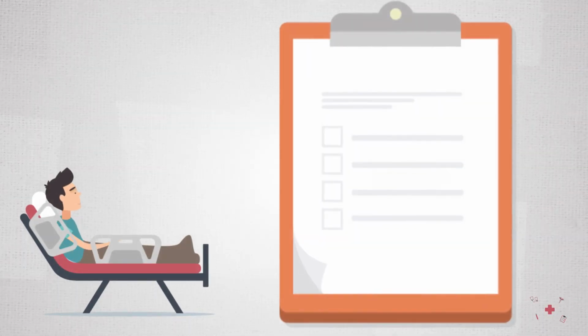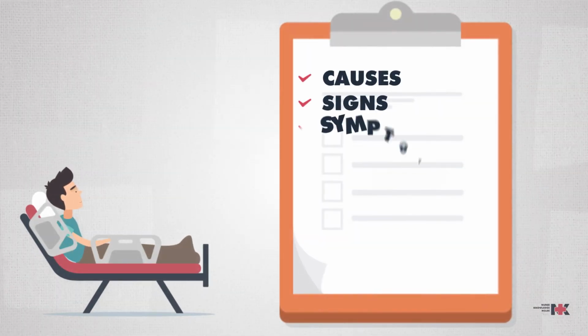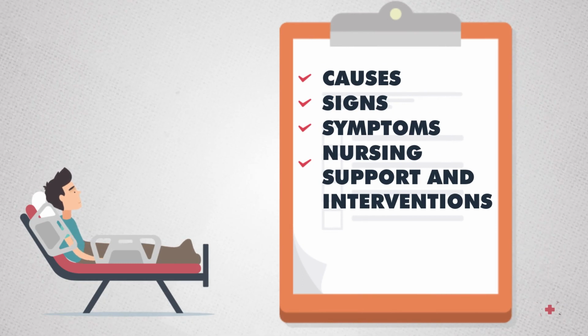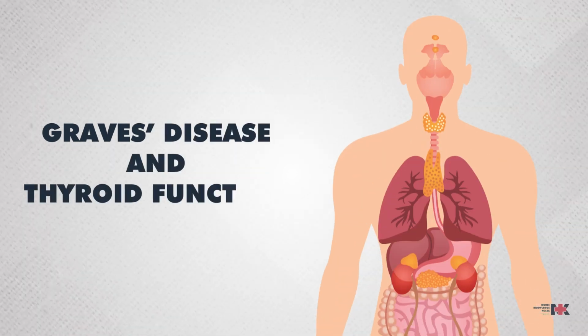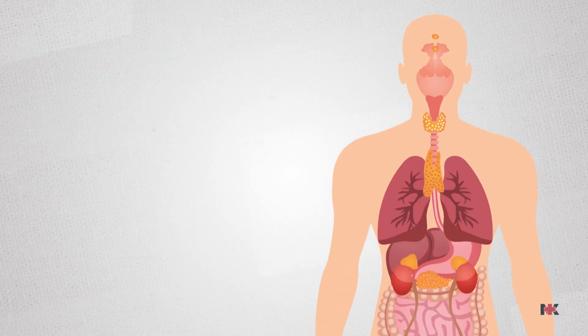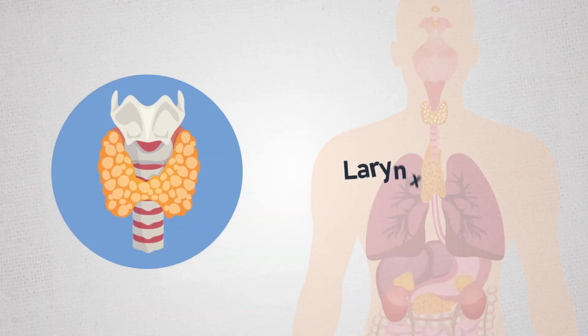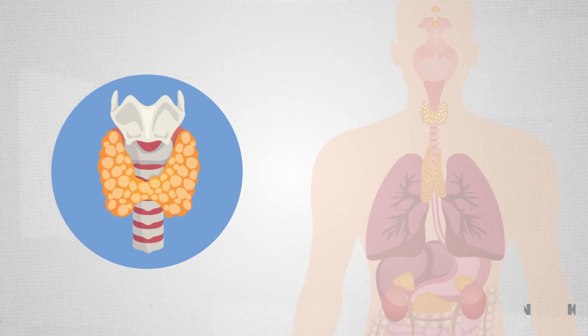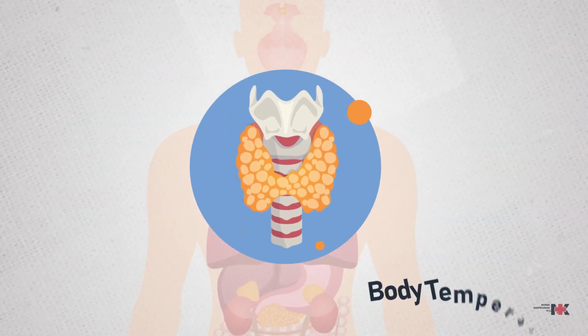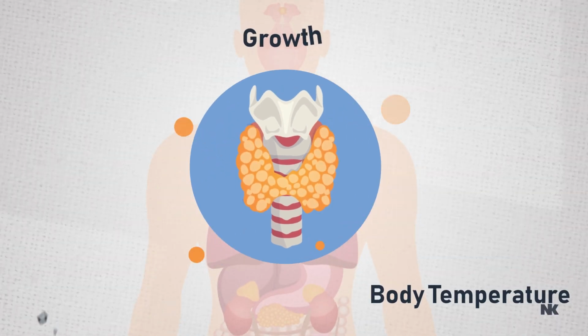In this video, we will look at the causes, signs, symptoms, and nursing support and interventions for Graves' disease, otherwise known as Basedow's disease. To understand this disease, let's discuss its relationship with our thyroid function. The thyroid gland is located over your larynx, or your voice box, and wraps around your trachea, or your windpipe. It resembles a butterfly and produces hormones that regulate body temperature, growth, and development.